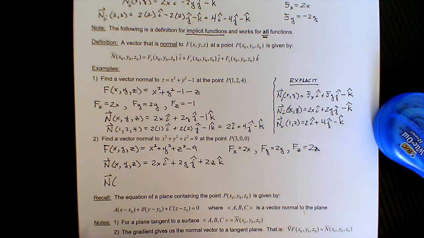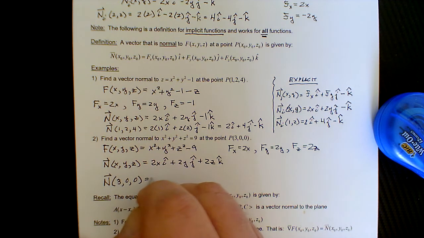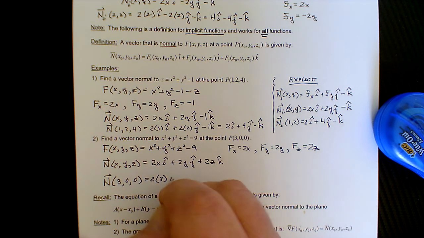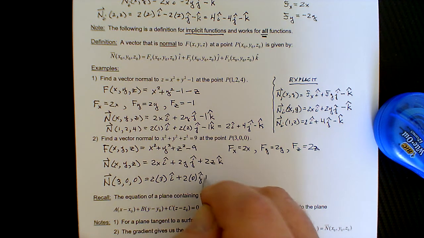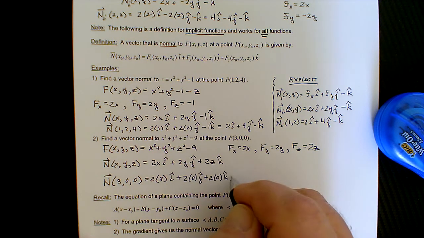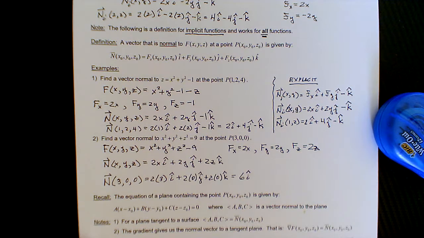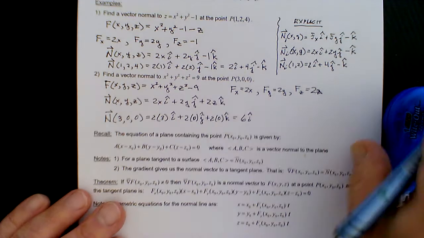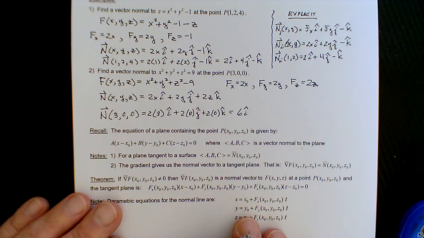Okay, but now our point is 3, 0, 0. So 2 times x is 3i. Kind of silly to show this, but 2 times y is 0 k, and similarly, 2 times 0 is z times k, so we just get 6i for our normal vector. Okay, so now we know how to find normal vectors to a surface.